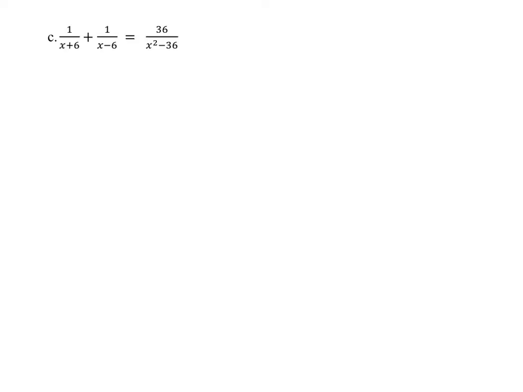Now this one is a little bit more involved, but not bad. The first thing you say to yourself is, oh my gosh, that denominator is not factored, but it's wicked easy to factor, right? The first thing we should look at is, what can't x be? Well, x cannot be 6.